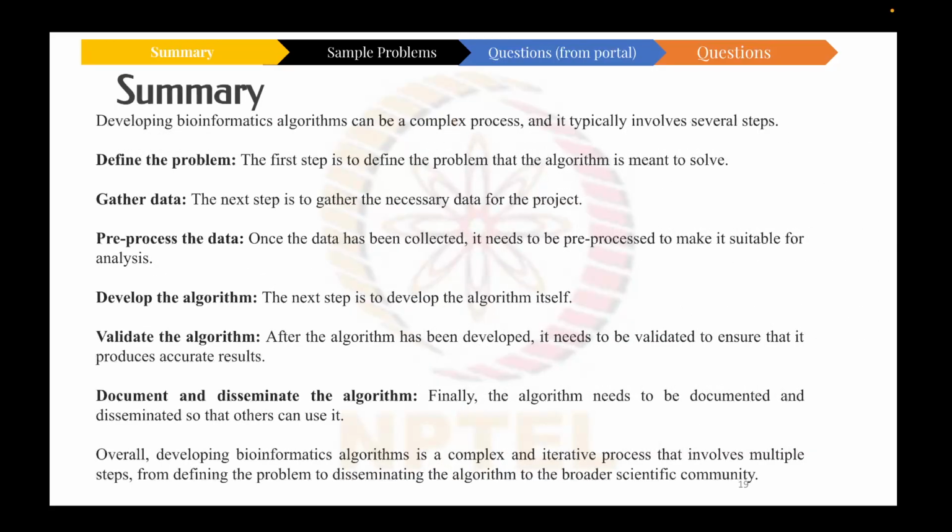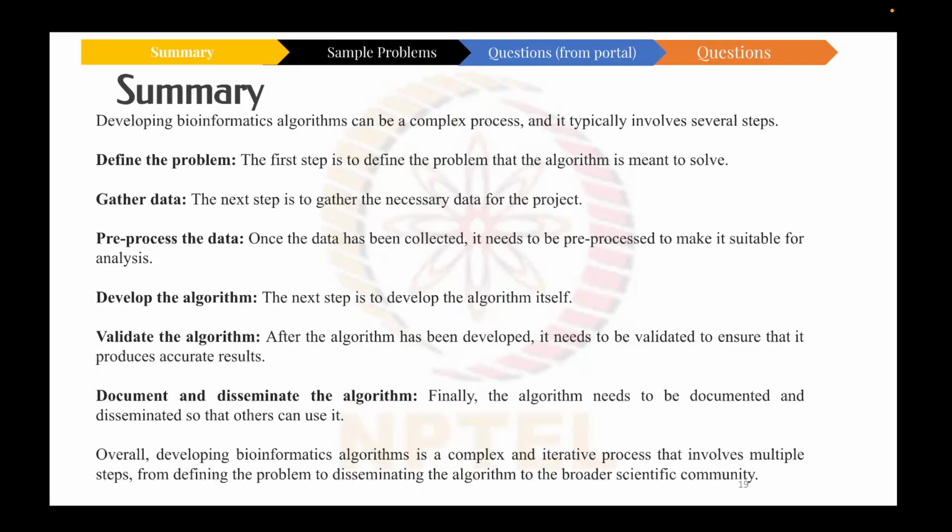So, the steps involved in developing a bioinformatics algorithm are: the first step is to define the problem that the algorithm is meant to solve. This involves understanding the biological question or hypothesis that needs to be answered and identifying the relevant data sources. Defining the scope of the project is also essential as it helps to ensure that the algorithm is focused and the results are relevant to the problem at hand.